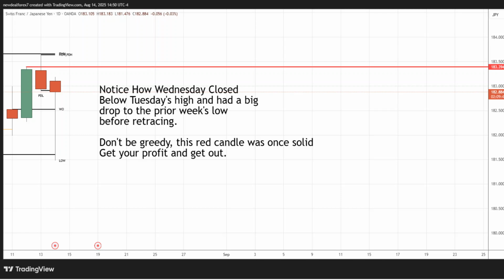So I appreciate your time and attention. Go back and backtest this. Look for those Wednesday high of the weeks and look for Wednesday's close as well and those continuations. Build your screenshot library and sky's the limit.